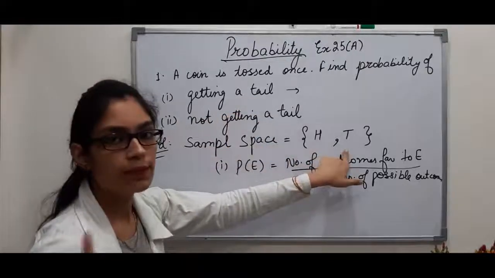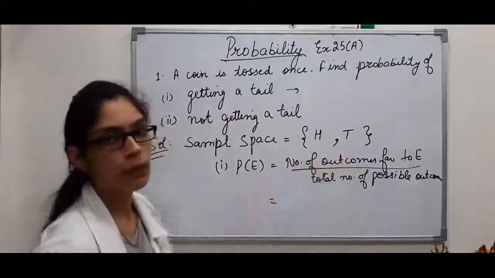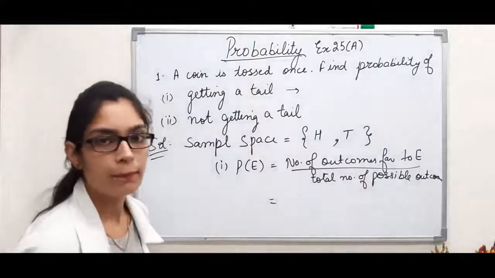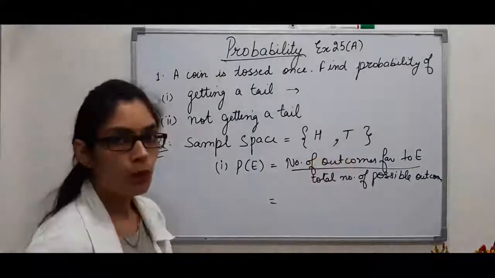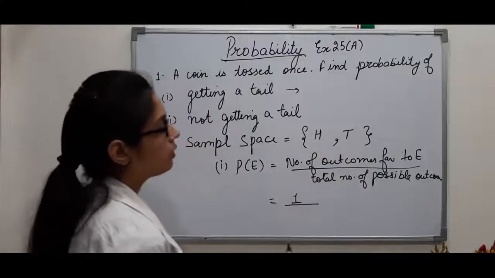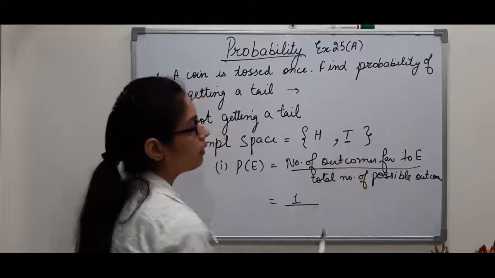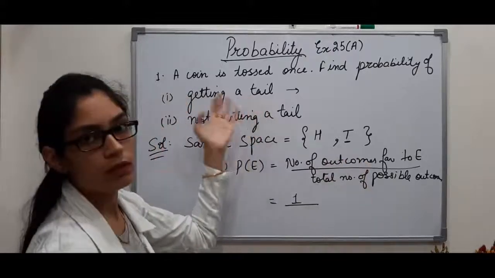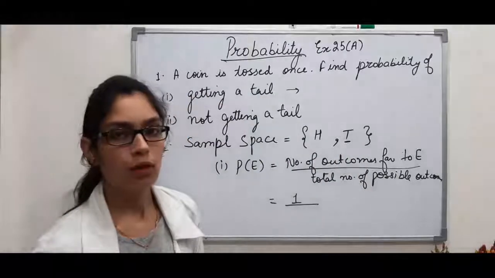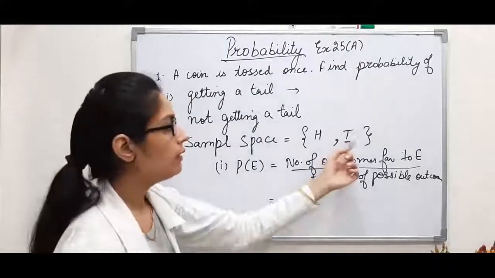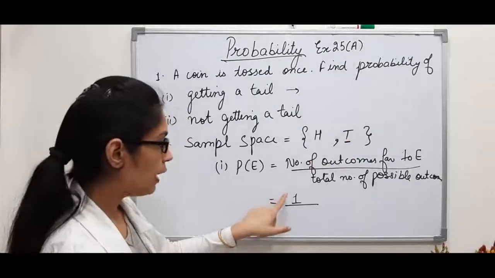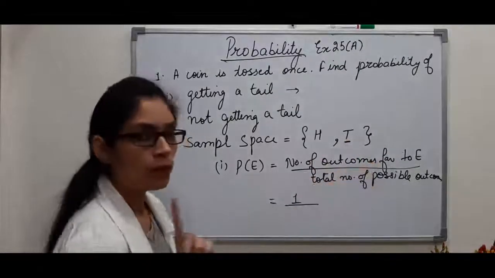So how many times can I get the tail? Only once, because one time I may get head and the other time I may get tail. So there is only one way of getting a tail. You have to calculate the thing which is given in your question. They are asking me to calculate the probability of getting a tail. That's why I am calculating tail. Only one time I can get tail, so I have written favorable outcomes as 1.